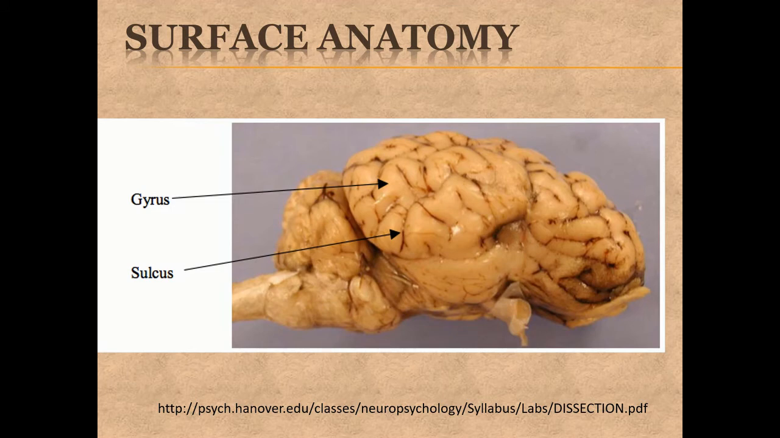Okay, you will also notice that the bumps are on the outside, and those are gyruses. Remember, you gyrate with the gyruses, and the sulcus are the depressions. They're sulking.